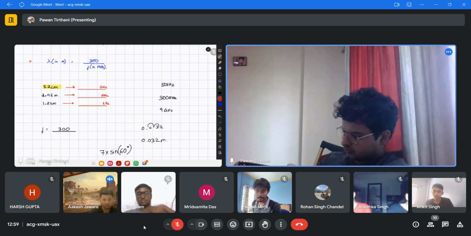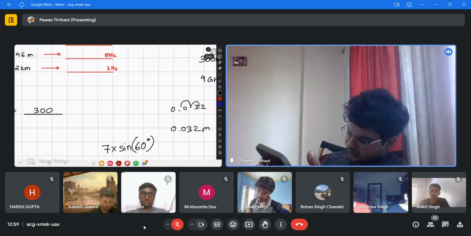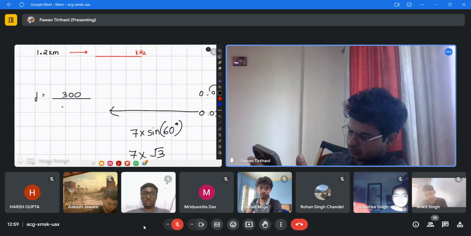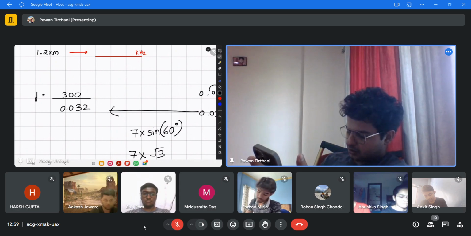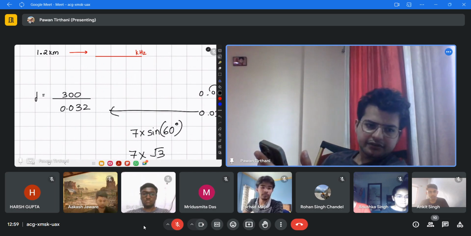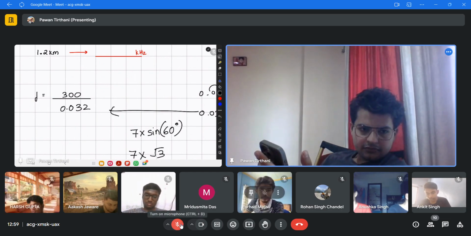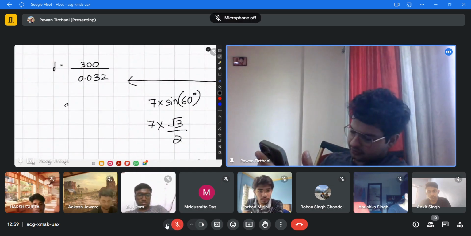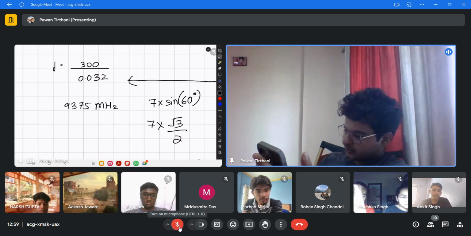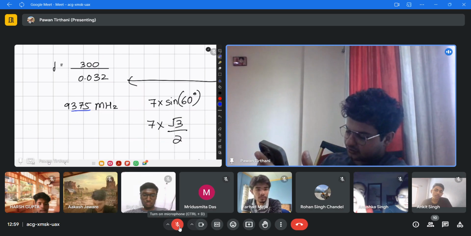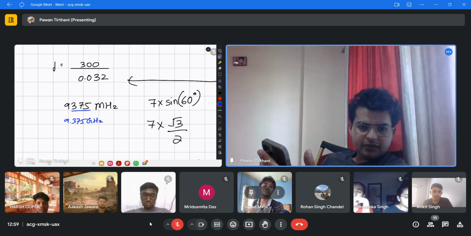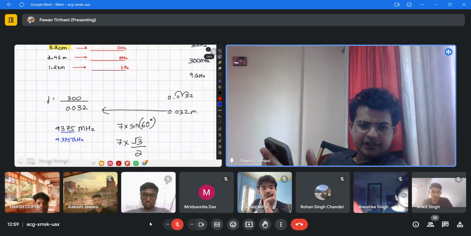So now you put this inside your calculator. What answer did you get? Very good. You should be getting 9375, but the answer is in megahertz. So if you want to convert it into gigahertz, it will be taking away three zeros. So 9.375 gigahertz. Okay. This is 9.375 gigahertz.